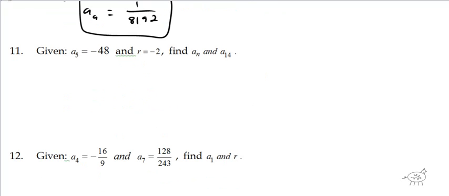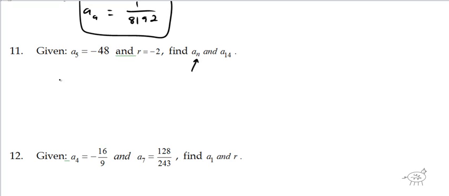Okay, so the next one, number 11, math fans, is I give you some term in the middle, negative 48, and they give you r. And obviously what you're going to do is you're going to find the general term first, so then you can plug in a 14 later. So I need to find a sub 1. That's really my key here.